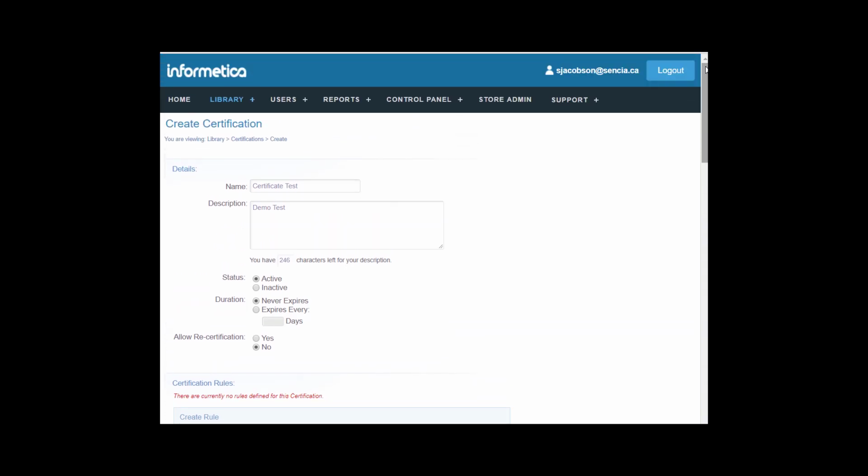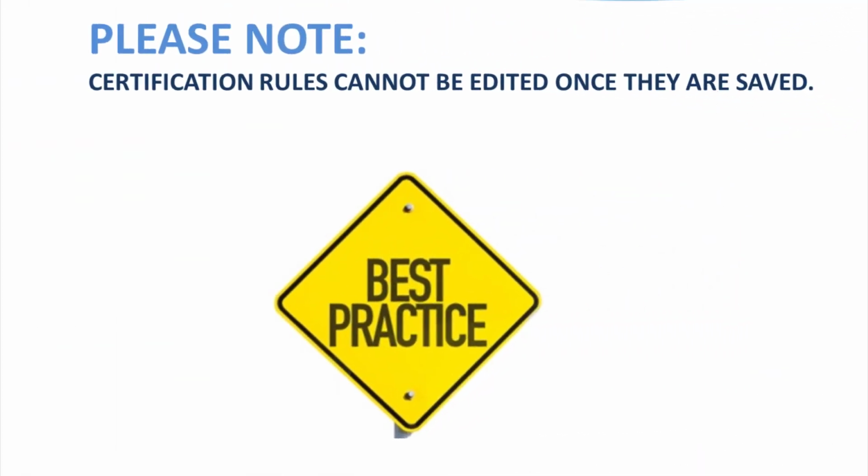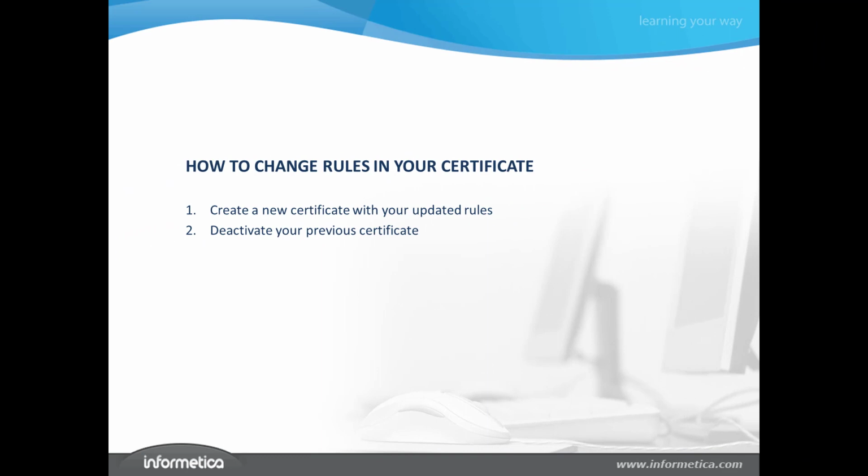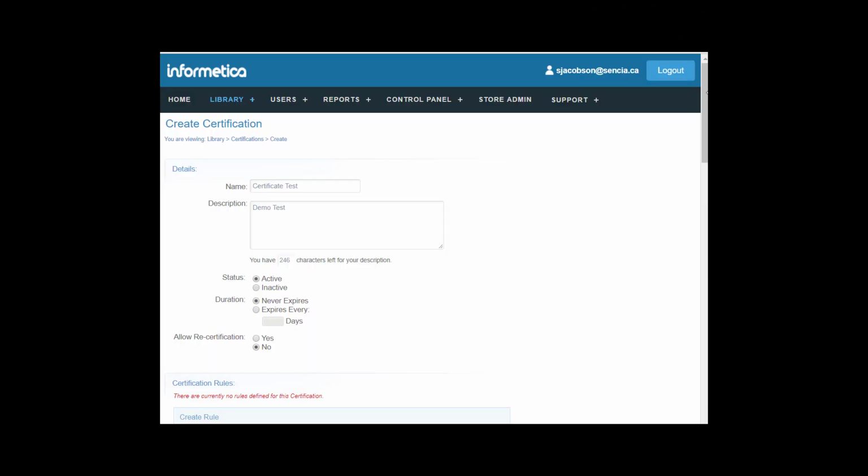Now that we have completed the certificate details section, it's time to create your certification rules. But before we get started, please note, certification rules cannot be edited once they are saved. If you need to change the rules in your certificate, you will need to create a new certificate with your updated rules and then go back and deactivate your previous certificate. So to continue, we are going to create our certification rules.